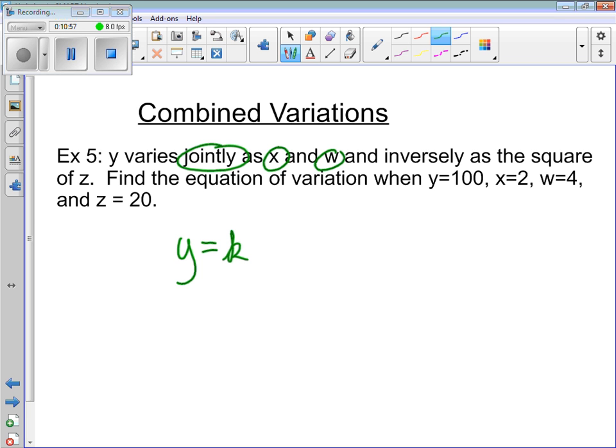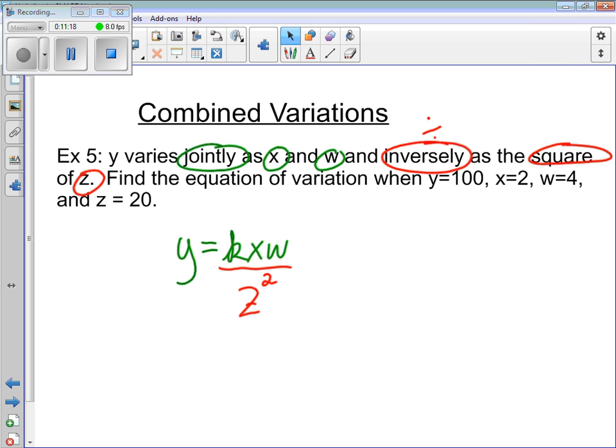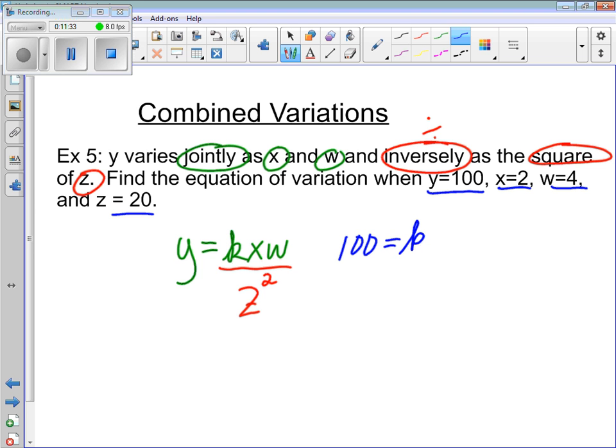And then the second part, it's inversely. Inversely means divided by. So we're dividing by the square of Z. So Z squared. So now we use this equation for our scenario. So we have find the equation of variation when Y equals 100, X equals 2, W equals 4, and Z equals 20. Substitute these all in. So Y equals 100 equals K, we don't know K, times 2, times 4, divided by 20 squared. So let's start simplifying this.